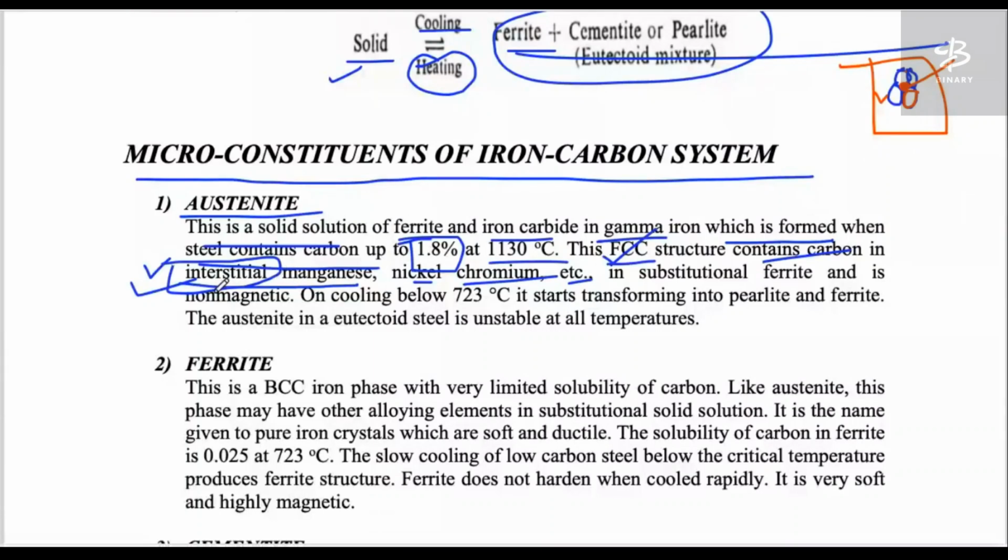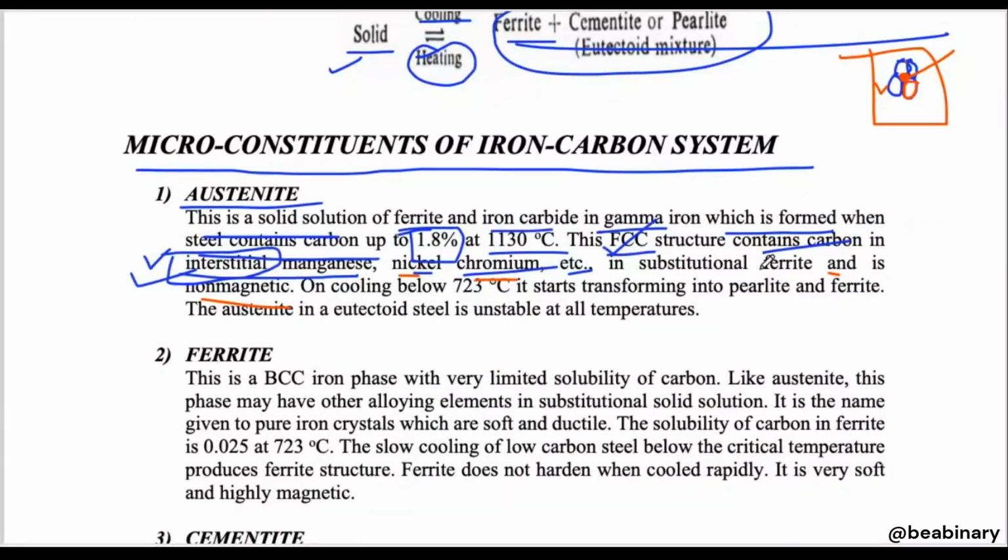So what is the example that has been taken? Nickel, chromium, etc. in the substitution of ferrite, and in the non-magnetic. So it means all these elements have an atomic size lesser than ferrite, meaning iron, right? Because it is an interstitial substitution.